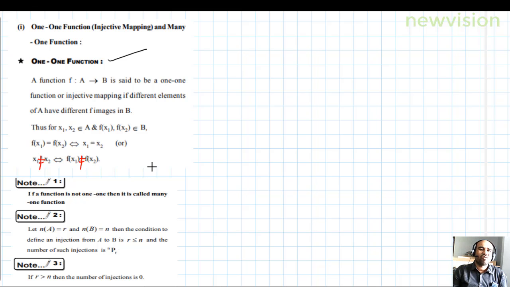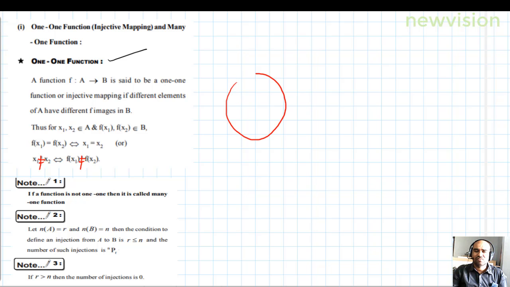If a function is not one-one, it is said to be many-one. Note, that is important. If a function is not one-one, it is said to be a many-one function. Okay, but how to find the number of one-one functions? That is very, very important.